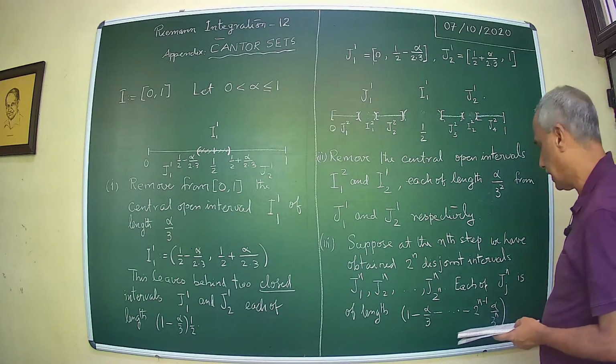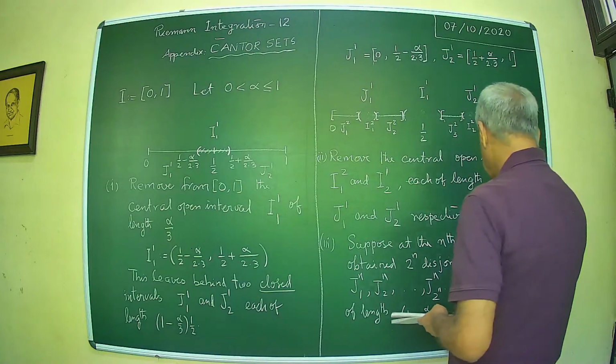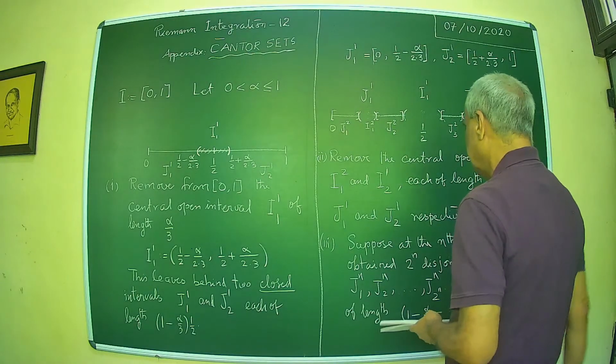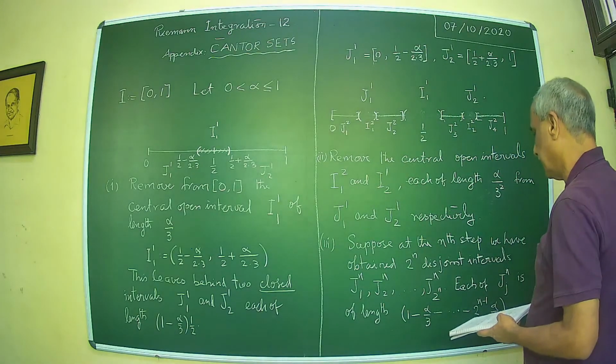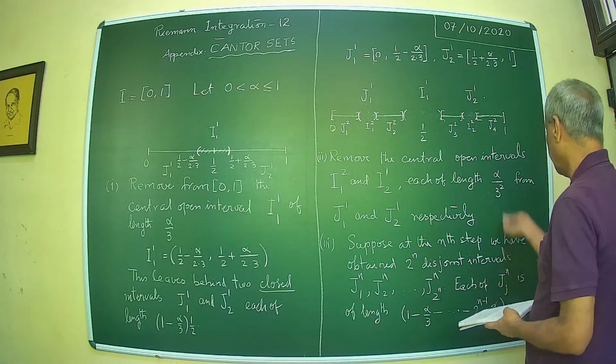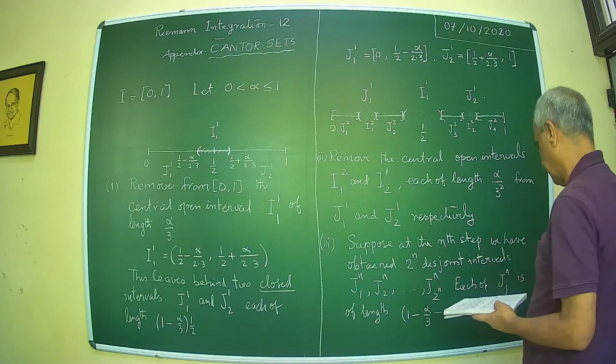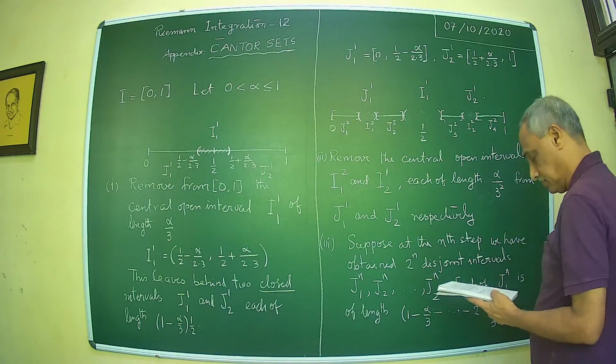So 1 minus alpha by 3 minus 2 into alpha by 9. Okay, so that's what you get. So you see that, and then you can actually find out what is the length of each of these intervals. It's quite easy to find out.